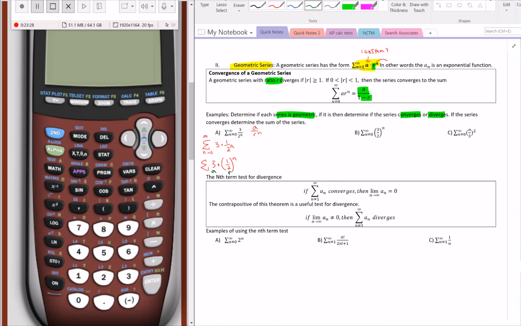Does it converge or diverge? Well, what is r? r is 1/2. So is 1/2 greater than or equal to 1, or is 1/2 between 0 and 1? Well, 1/2 is between 0 and 1. So we could say since 0 is less than 1/2, which is r, and 1/2 is less than 1, this series converges.